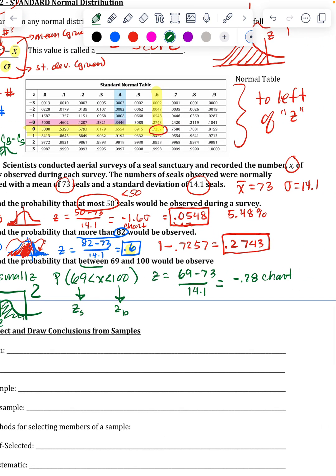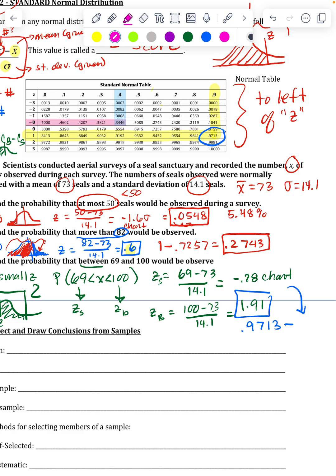Okay, so let's find that one for the bigger end. I'm going to take my 100 minus 73 over 14.1. All I'm doing is shrinking that data down so I can look on the chart. I'm going to go to the chart, and I'm going to find that upper end number, and I need to do 1.91. So I go to positive 1, and I go over to 0.9, and that chart value is 0.9713. Then I need to subtract the smaller one, and that's a negative 0.28.